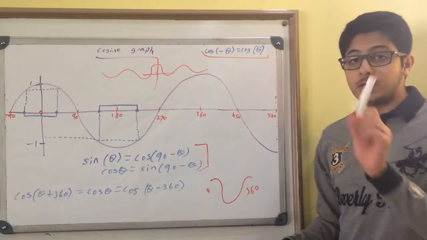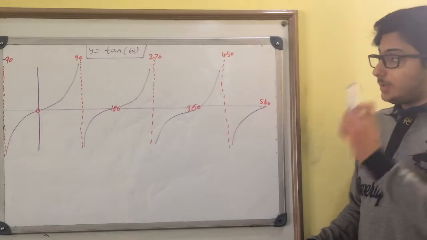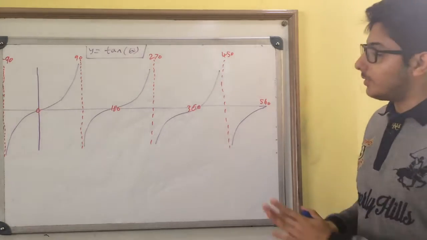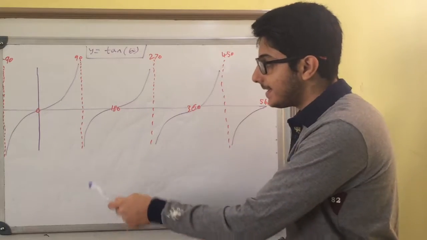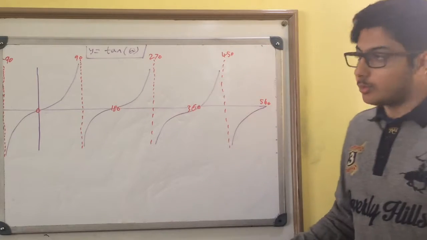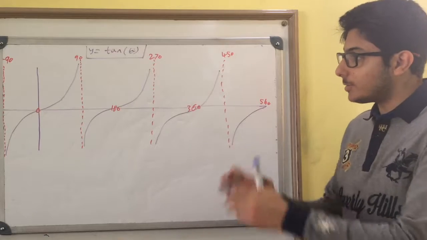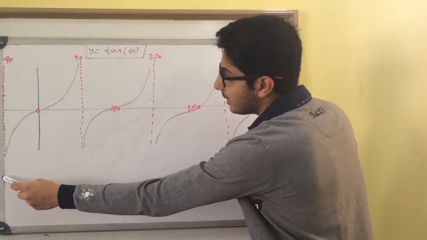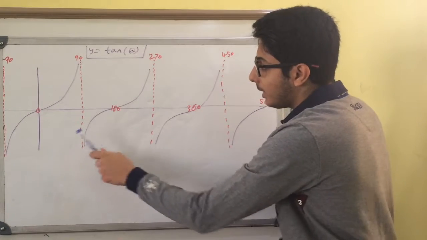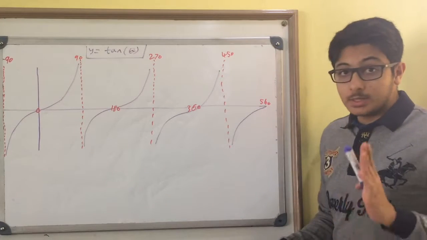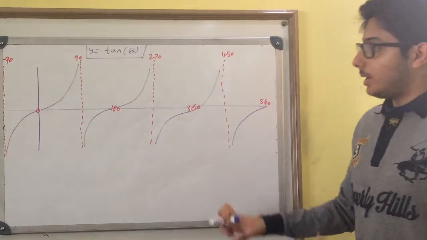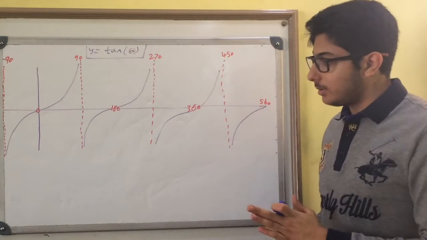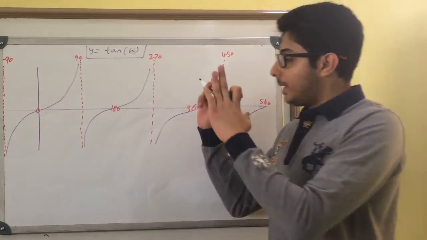Let's move on to the tangent graph. Now the tangent graph is a little bit different. It looks like this, and it has asymptotes. It has asymptotes every 180 degrees, starting from negative 90. The dotted lines are where its asymptotes are. And as you can see, there's no symmetry here.